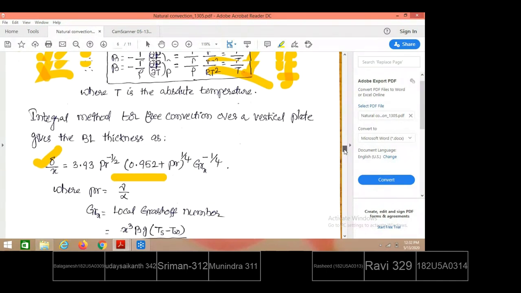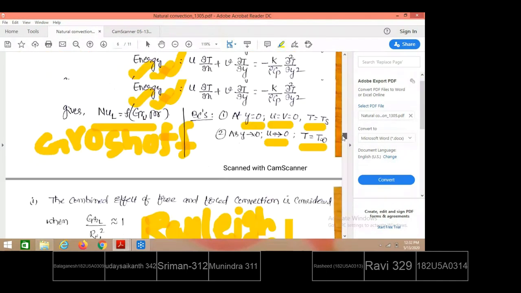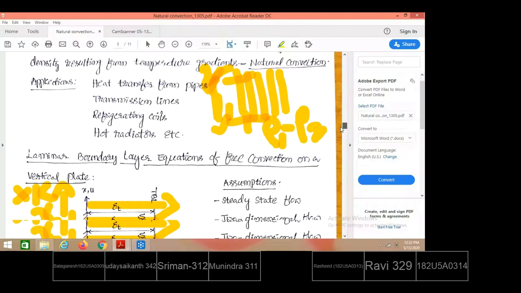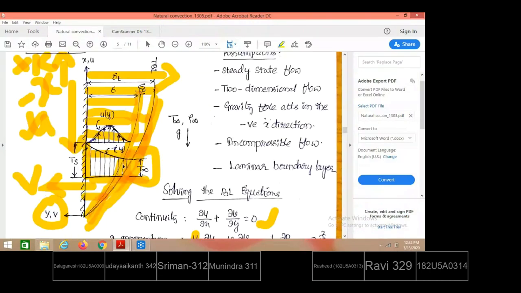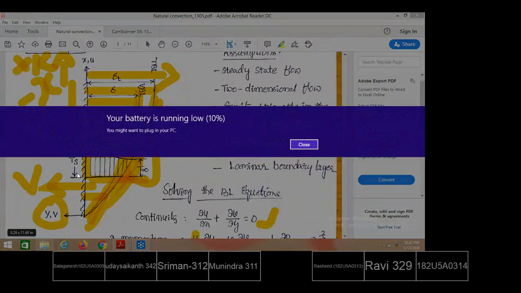So wherever we are trying to calculate the boundary layer thickness, whether at this level or this level or this level, x keeps on changing from the bottom. At the bottom x equals 0, then x is something, then something more. That is how the boundary layer is changing.